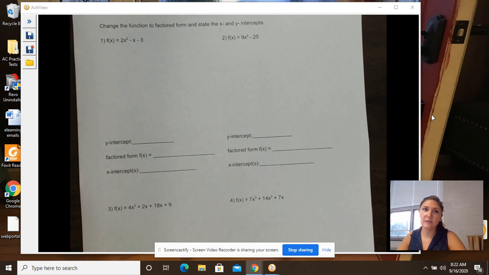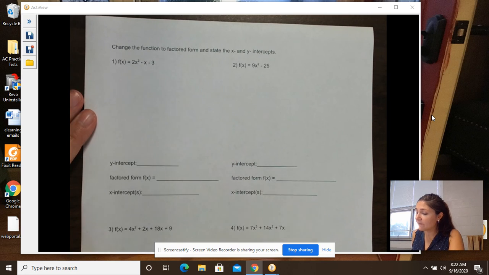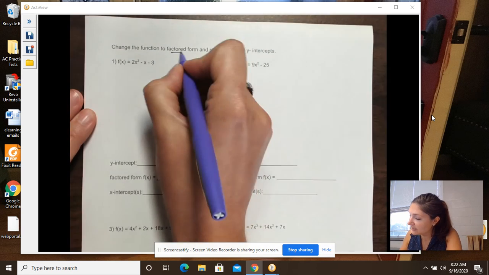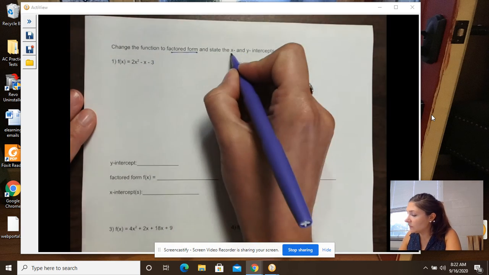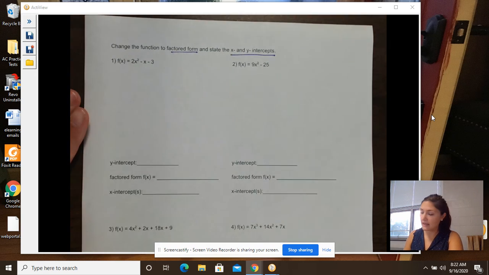Hi guys, today we're going to do some more practice with the three factoring methods that we've looked at so far. So that would be AC method, difference of squares, and grouping. So we've got some practice problems here. For each of these functions, we're going to change it to factored form, and then we're also going to state our x and y intercepts.